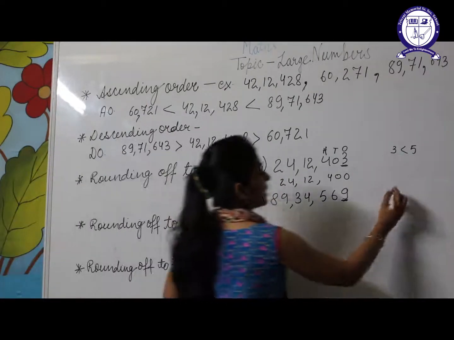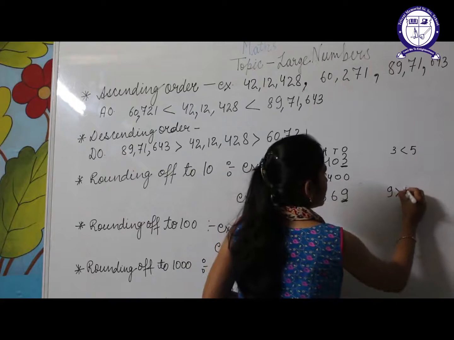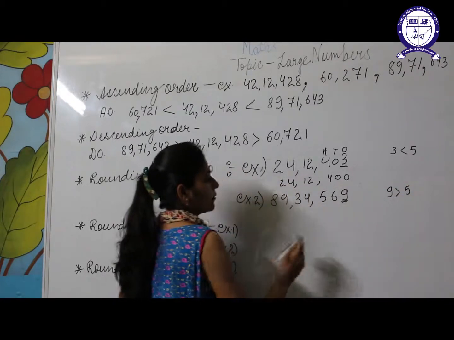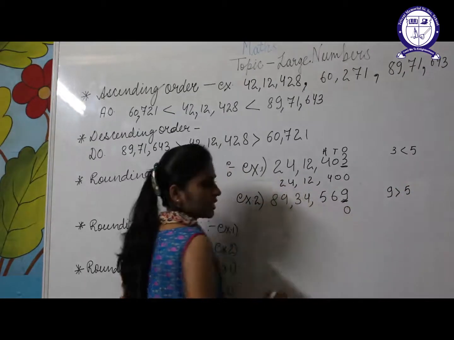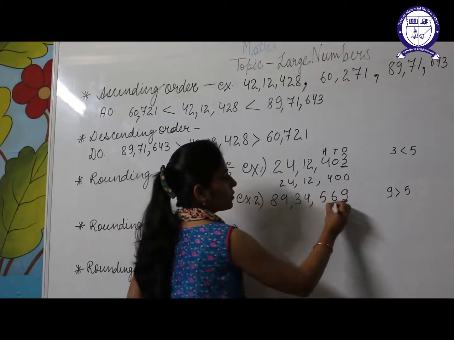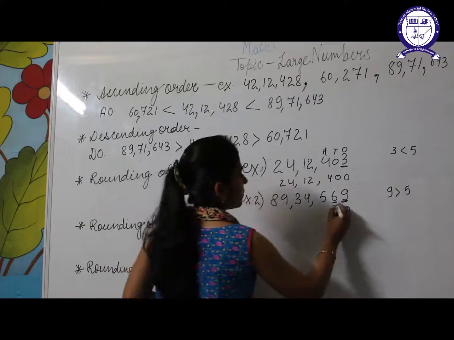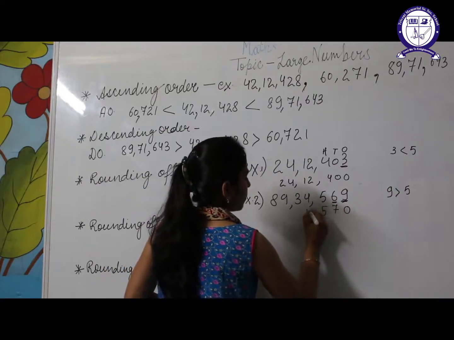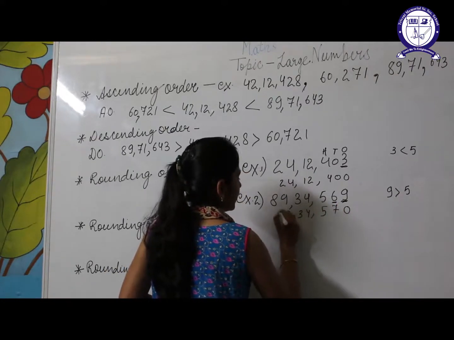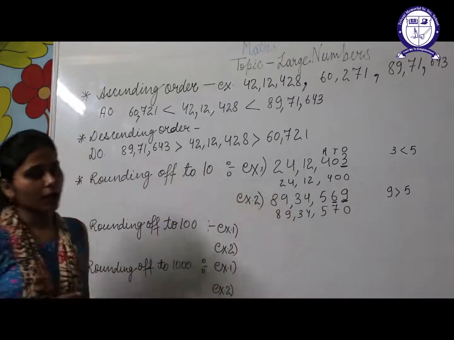Now in the case the digit is greater than 5, what you have to do is make this digit 0 and add 1 to the digit present at tens place. So this will become 7, 5, 4, 3, 9 and 8. So this will be rounded off to tens.